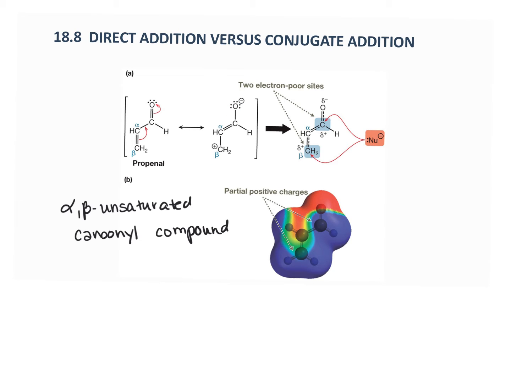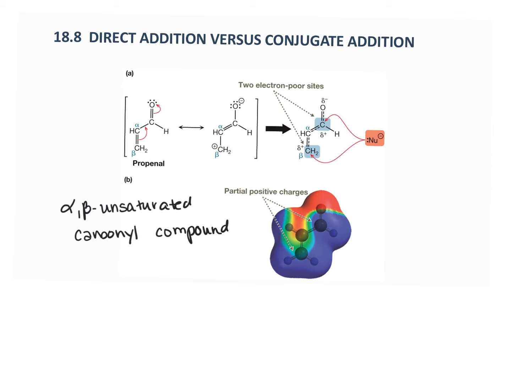Now, when we look at this resonance structure, we now have two electrophilic sites. We have the carbonyl that we've been talking about this whole chapter, but now we also introduce this beta carbon that also has a partial positive site as well. And for us, that means that's a reactive site. So that means that nucleophiles can attack in two positions, either at this carbonyl carbon or the beta carbon shown here.